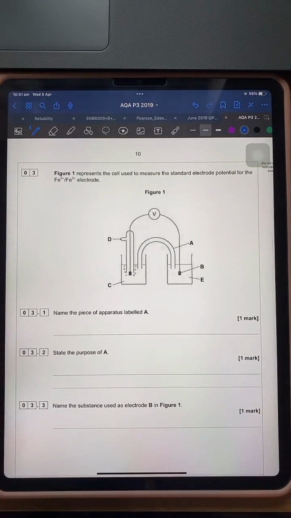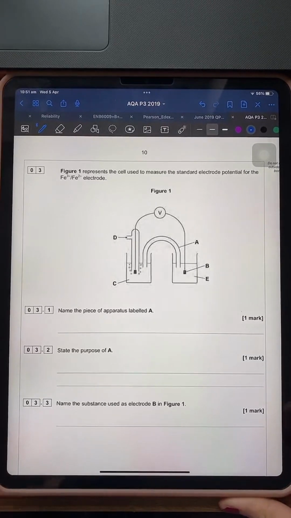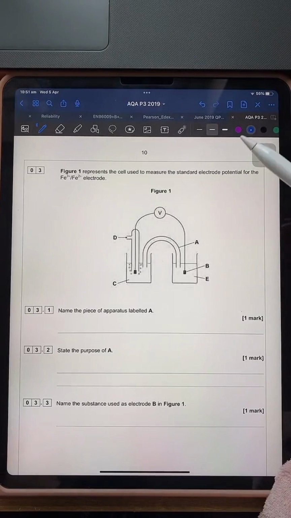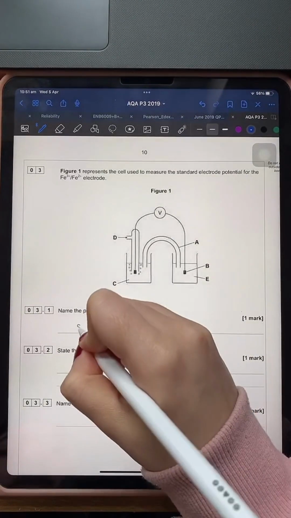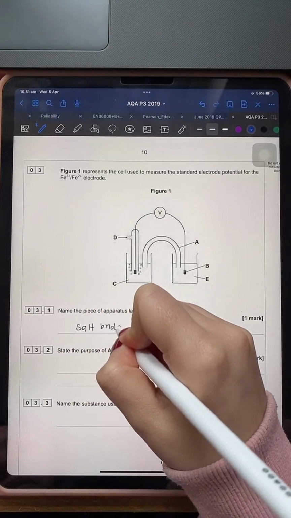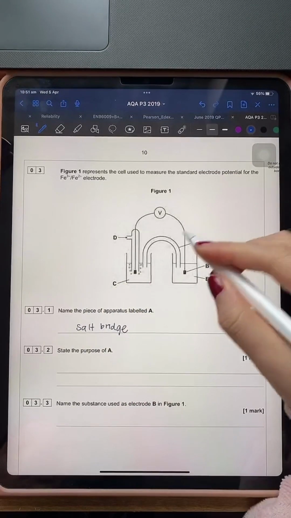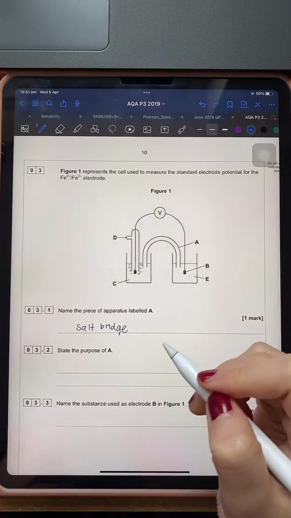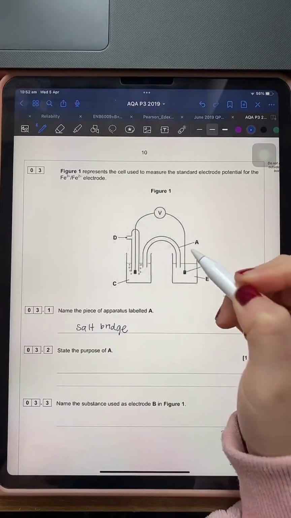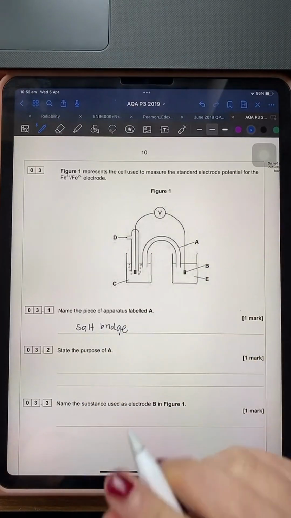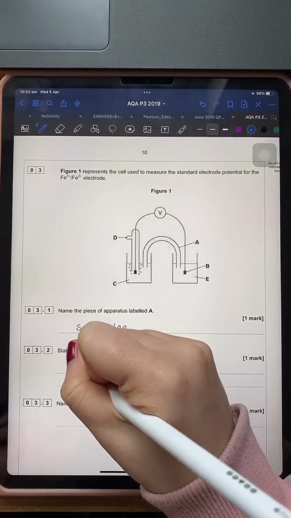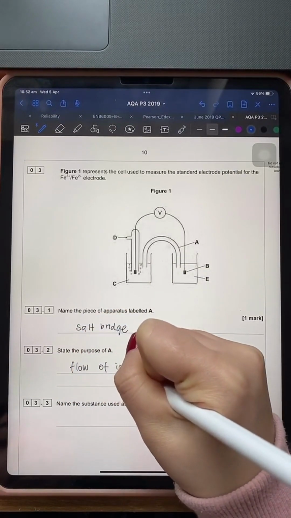Here we have an electrode potential, electrolytic cell. That's what we have here. And we're measuring the electrode potential using the voltmeter. Yeah, I mean, you guys got it right. So easy 1 mark, salt bridge. A is the salt bridge. And the purpose of it is so that the ions can flow. Yes, that's correct. So flow of ions, or you can even say complete the circuit.